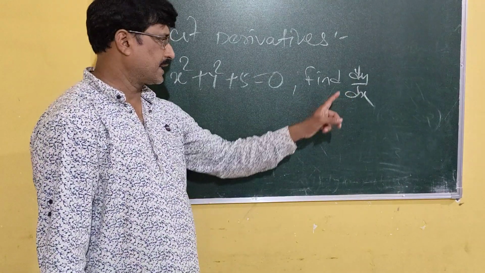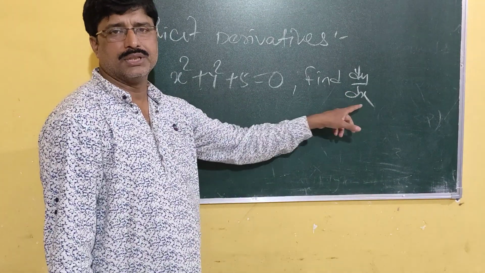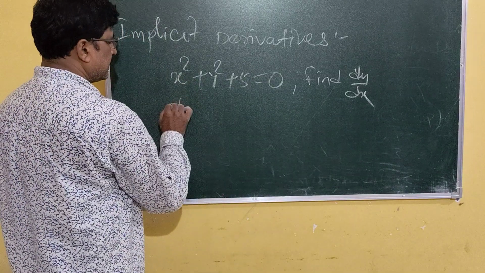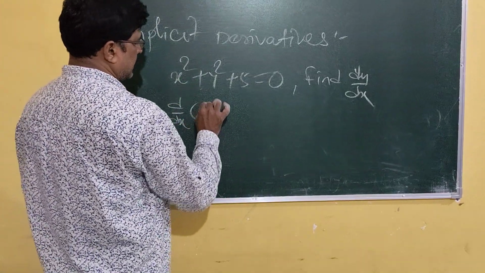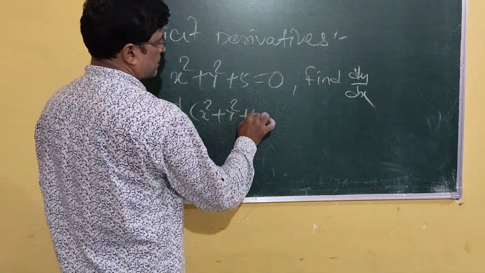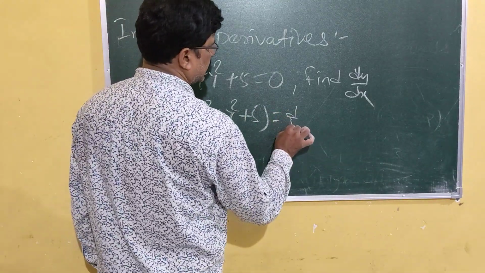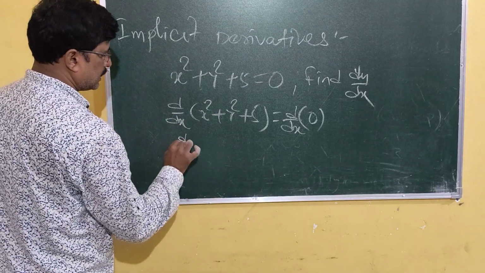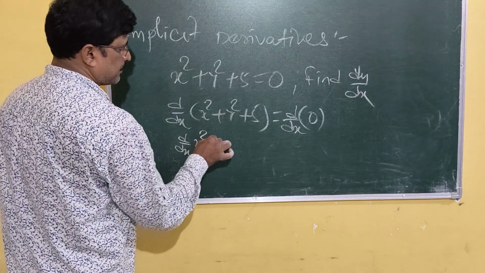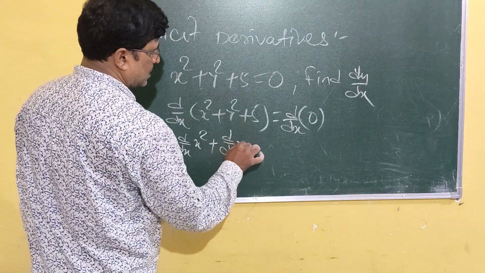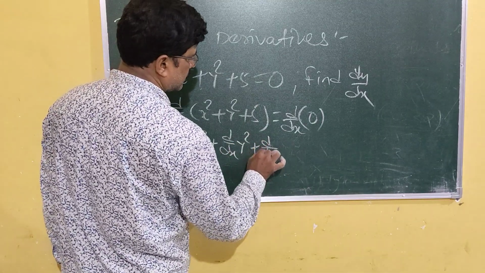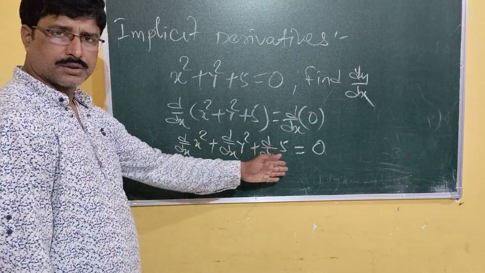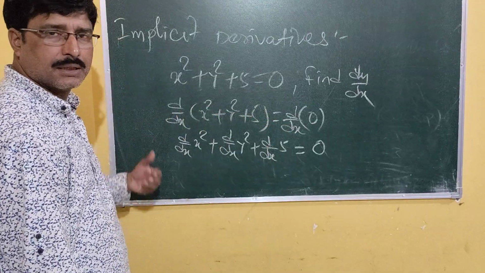Don't worry. As x is the variable, you have to take the derivative with respect to x on both sides. That means d by dx of x square plus y square plus 5 is equal to d by dx of 0. What do you get? Now d by dx of x square plus d by dx of y square plus d by dx of 5 is equal to 0. Okay, I am opening these formulas.